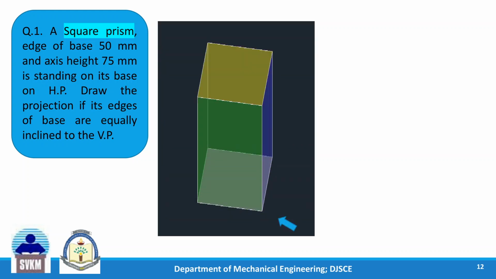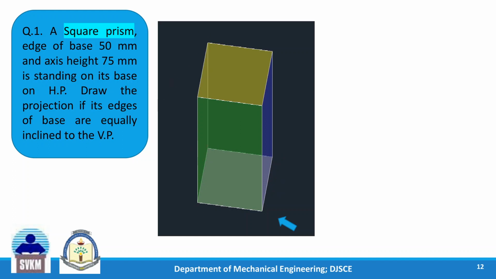So this is how it is. A square prism. The two bases are square, so it's a square prism. And the rectangular surfaces bounding the two bases. You can see that it is kept in such a way that all the four base edges are equally inclined to VP.